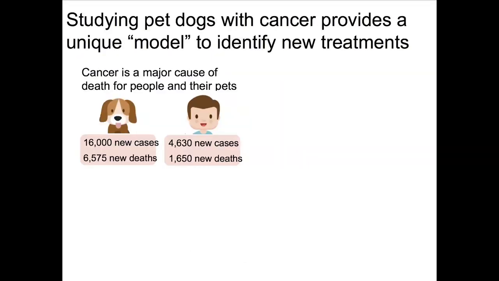So it turns out that our pets get a lot of cancer. Dogs get a ton of cancer. That's 16,000 new cases in the U.S. and 6,500 new cancer deaths each day. Our pets, our dogs, are getting cancer. And so that's about 3 to 5 times more than even humans.